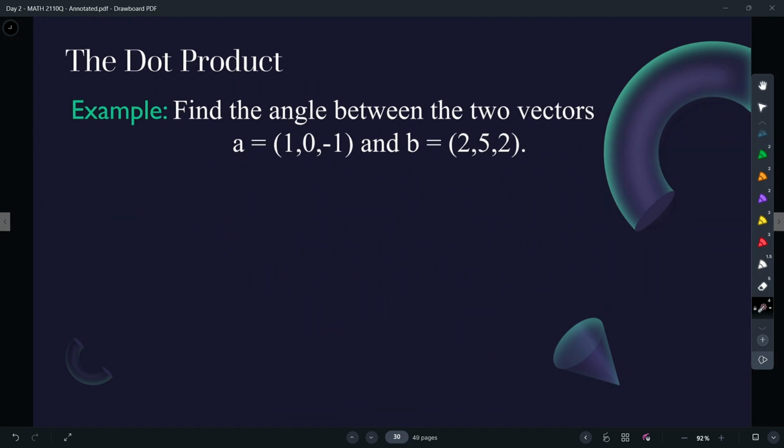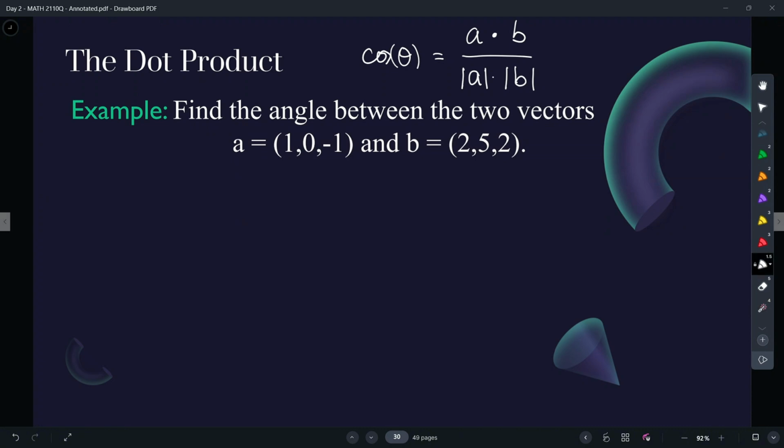So let's try that. What's the angle between the two vectors 1, 0, minus 1, and 2, 5, 2? Let's repeat the formula. What is the cosine of the angle? In this case, with A and B, I have to compute the dot product and divide it by the length of A times the length of B. You see the difference in dots? That is the dot product. That's just multiplying two real numbers. So I need to compute a few things.